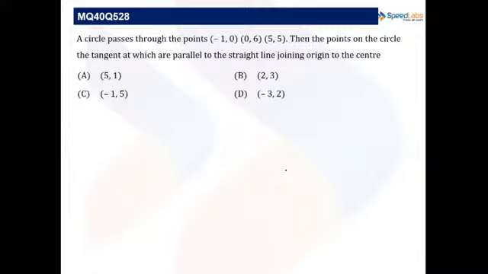Now, moving to the next question. A circle passes through the points (-1, 0), (0, 6) and (5, 5). Then find the points on the circle, the tangent at which are parallel to a straight line joining the origin to the center. So in this question, we are already given 3 points and it is given that the circle passes through these 3 points.